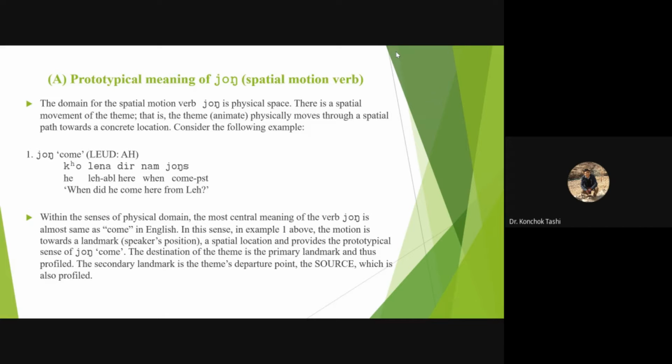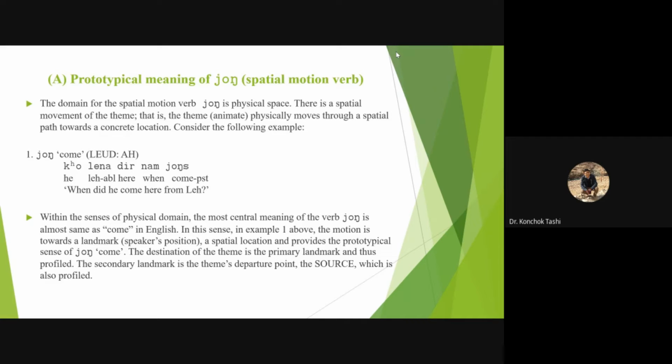Now I am giving some examples in the Ladakhi language, taken from a Ladakhi-English-Urdu dictionary. Yong, ko le na dir namyons. This is the Ladakhi sentence, and I have given the gloss-to-gloss translation as well, which means: when did he come from Leh? Within these senses of the physical domain, the most central meaning of the verb yong is almost the same as come in English.